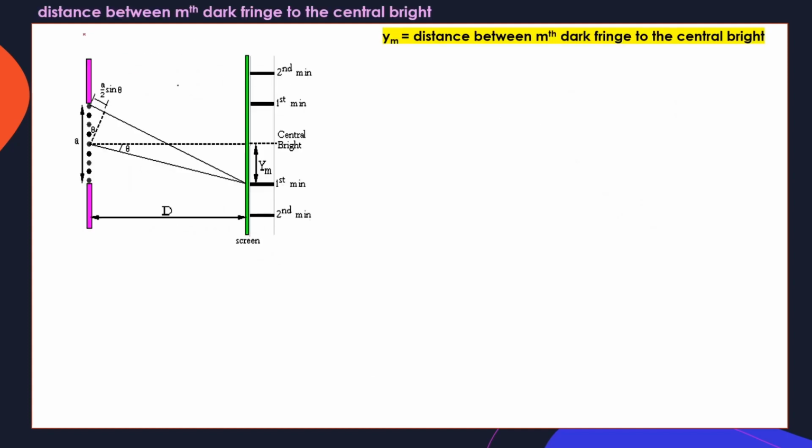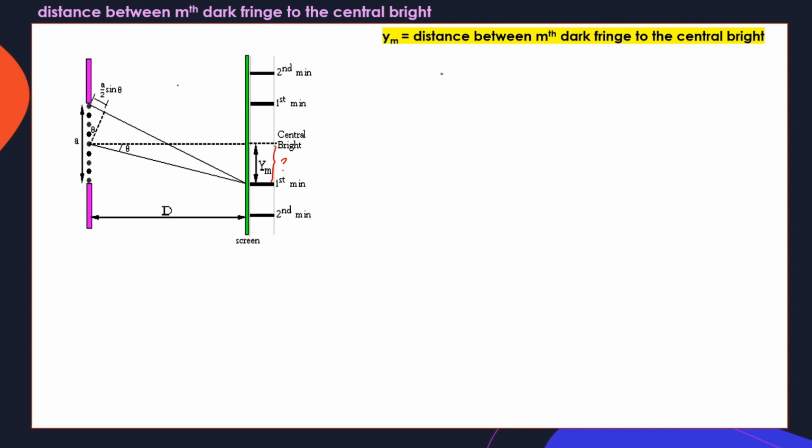So now we are going to discuss the distance between the dark fringe and the central bright. For example, we want to calculate what is the distance. So now we are talking about this distance. We want to calculate the distance from the central bright here to the first minimum, or the first dark spot here. And we put the symbol as Y_m. It stands for the distance between the m-th dark fringe and the central bright.